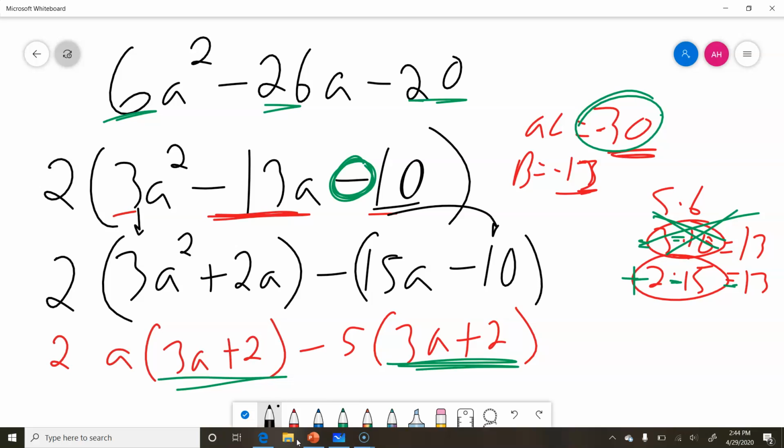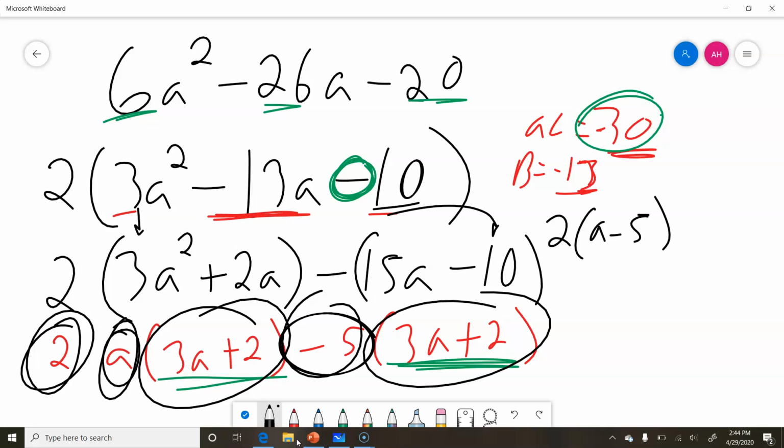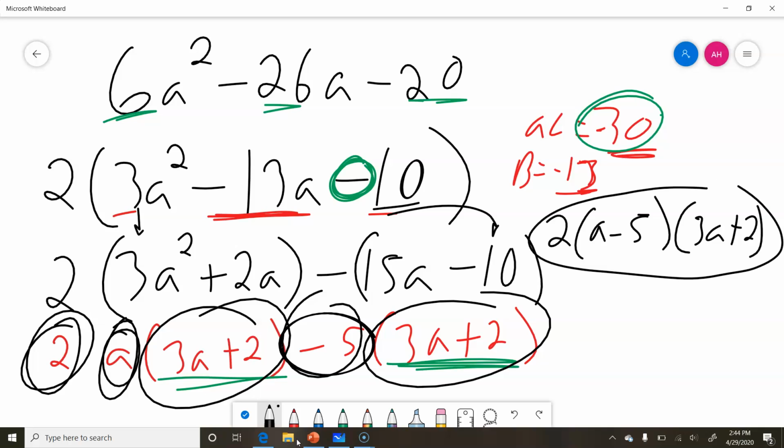So my final answer, and I got to put these a minus 5 together. So my final answer then, and I have to use this 2 right here as well, is now 2 times a minus 5. Okay, that's this guy, and then I add these guys together, right? Times 3a plus 2. And there is my final answer.